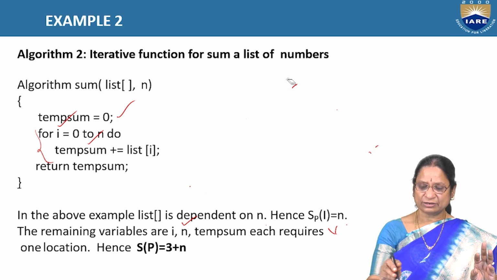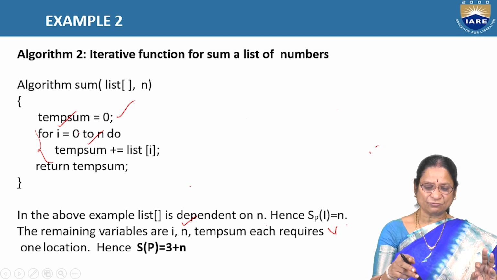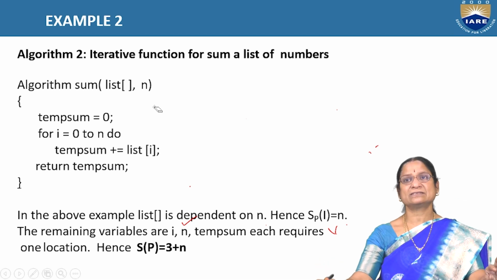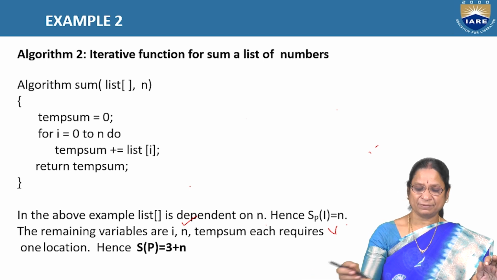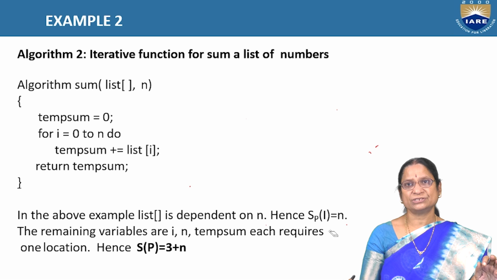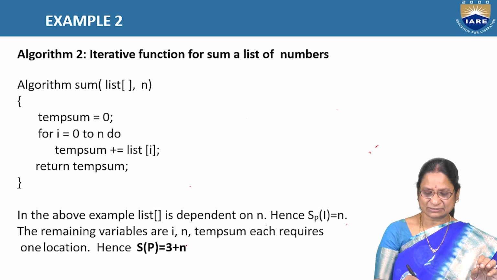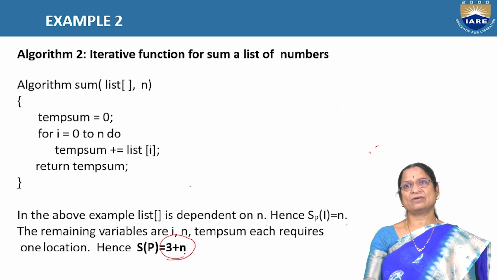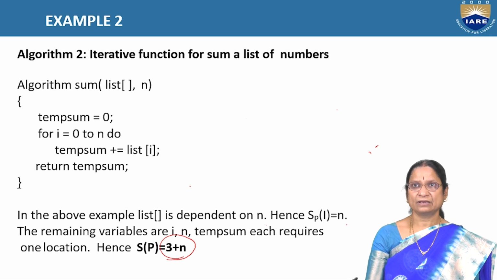3 is for storing the value of n, the value of temp sum, and the value of I. Totally 3 variables are there, fixed variables, and n is the varying variable. Depending upon the n value, the respective SP of I is going to change. So what is my entire space complexity? Space complexity is 3 plus n. 3 is a fixed constant value, n is a variable value.